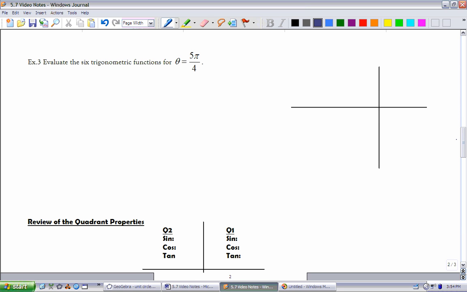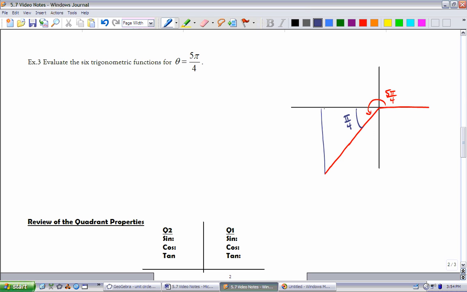Evaluate the six trig functions for theta equals 5 pi over 4. And so what we need to do is I'm going to draw in 5 pi over 4, which puts me right here in the third quadrant. Okay, this is 5 pi over 4. Hopefully you've had some work with reference angles. So here my reference angle is pi over 4.